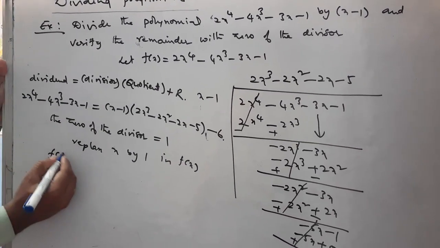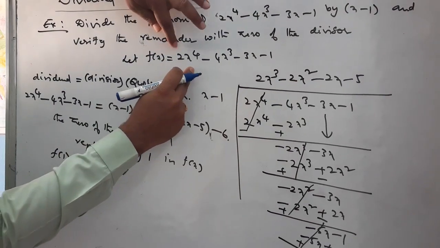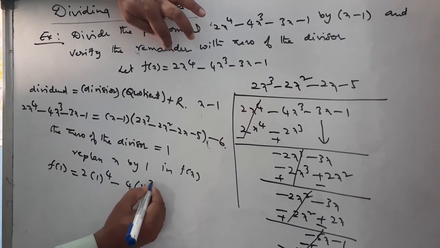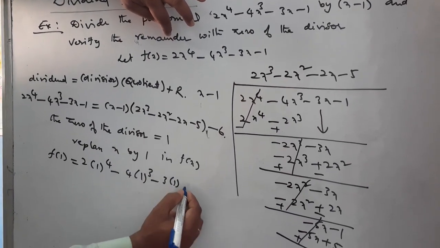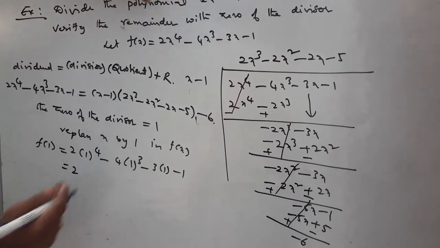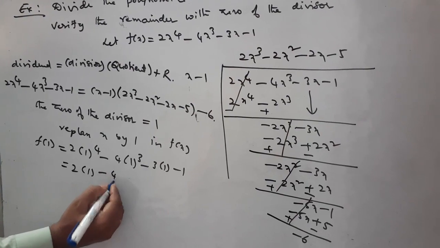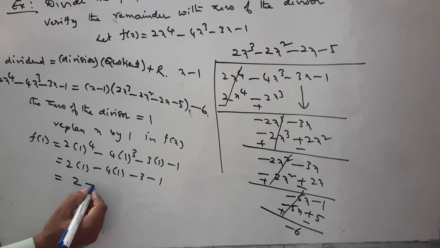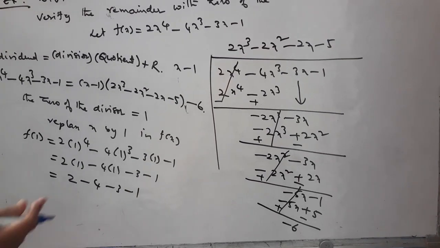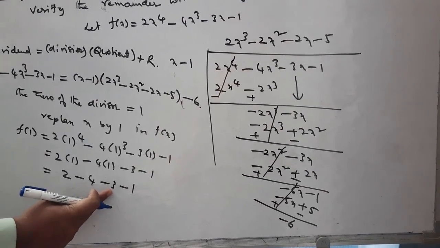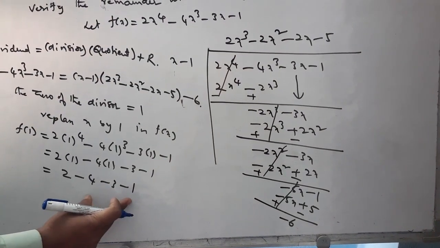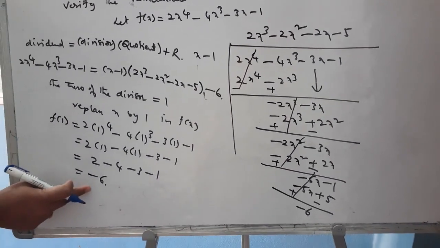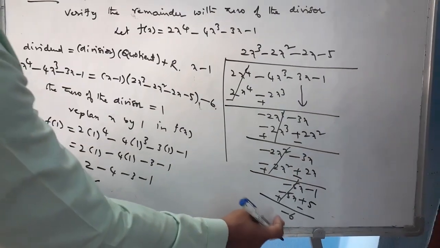So we will get f of 1 is equal to 2 into 1 to the power of 4 minus 4 into 1 cube minus 3 into 1 minus 1. We will get 2 into 1 to the power of 4 means 1, minus 4 into 1 to the power of 3 means 1, minus 3 minus 1, that is equal to 2 minus 4 minus 3 minus 1. So minus 4 minus 3 is minus 7, minus 1 is minus 8, plus 2 means minus 6. Here f of 1 is equal to minus 6 and the remainder is also minus 6.